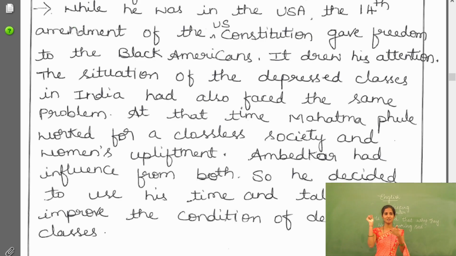First, the US Constitution gave freedom to black Americans. Second, Mahatma Phule was working for the upliftment of women and a classless society. Thinking about these two things, he decided that he had to use his time and talent to improve the condition of the depressed class. In this way, these two things influenced him a lot. Okay, is that clear?